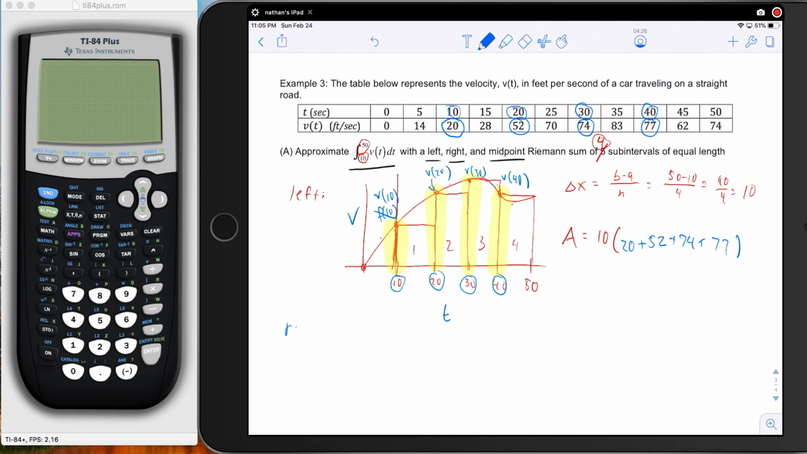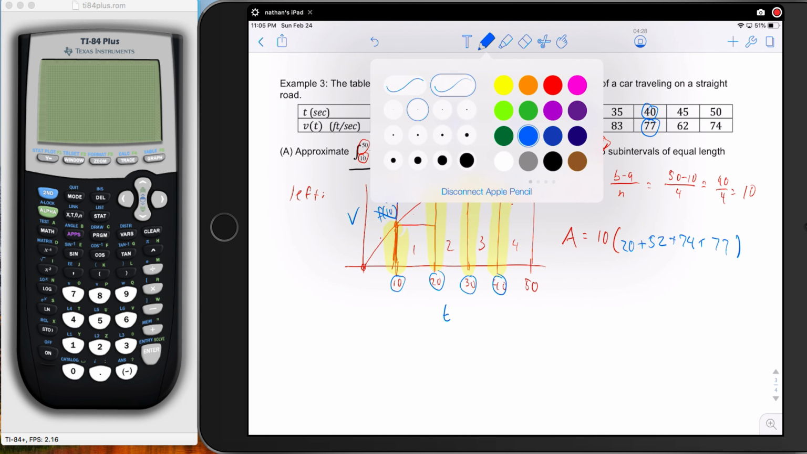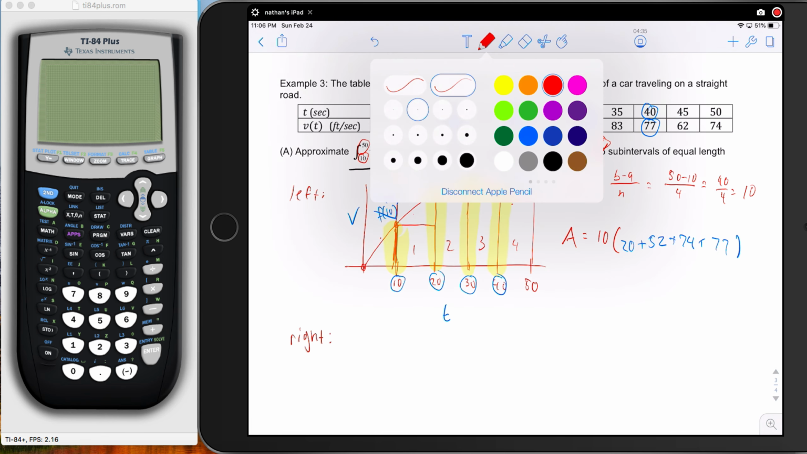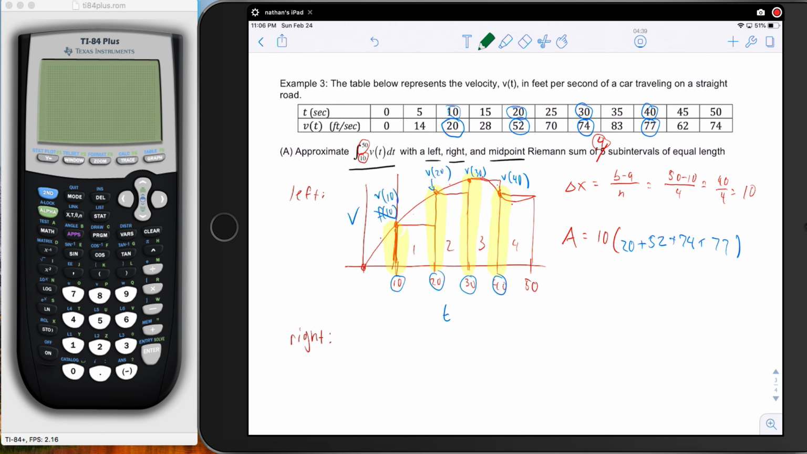So let's move on to the right Riemann sum. Now I'm not going to draw a visual for this one, because as you can probably tell, maybe I will draw the visual. I'll just choose a different color. I'm going to overlap. So for a right Riemann sum, remember we don't do the left corner, we do the right corner. So it'll actually look like this. There's my first one, my second rectangle, my third rectangle, and then my fourth rectangle.